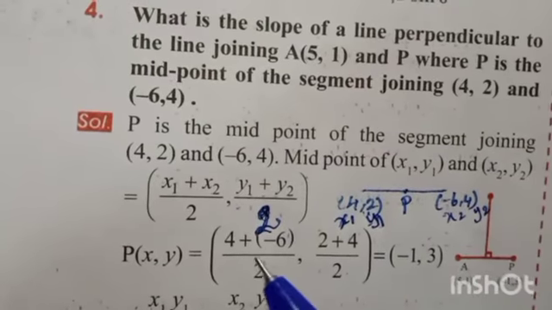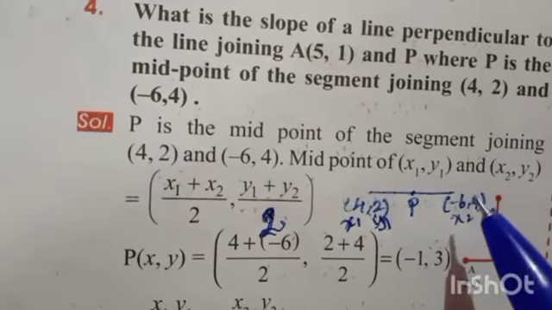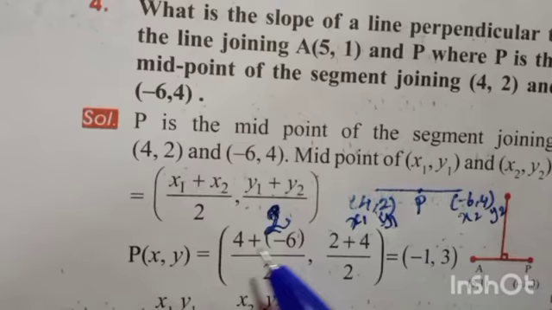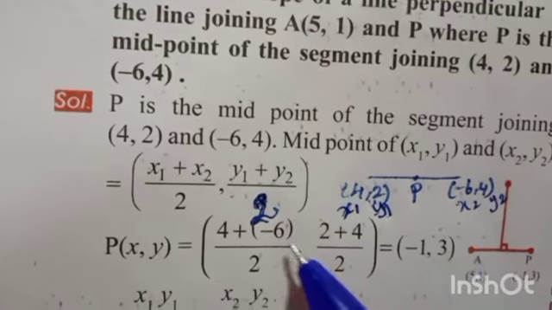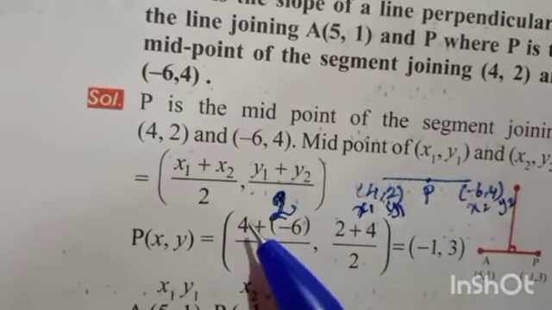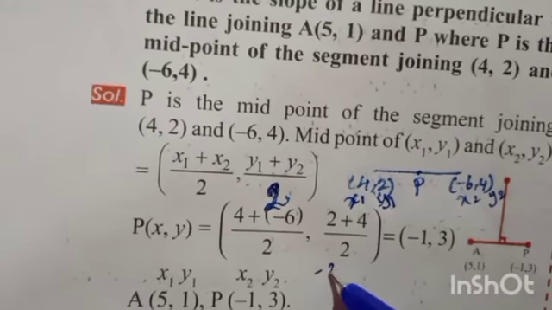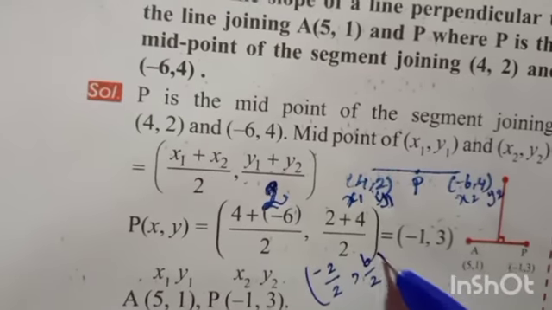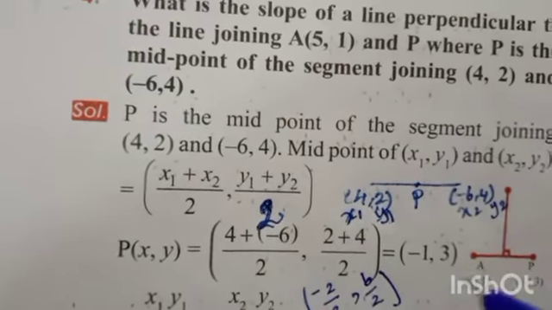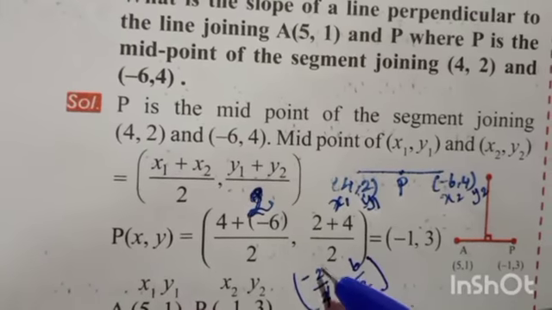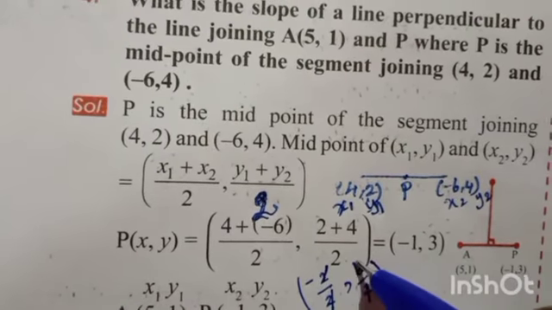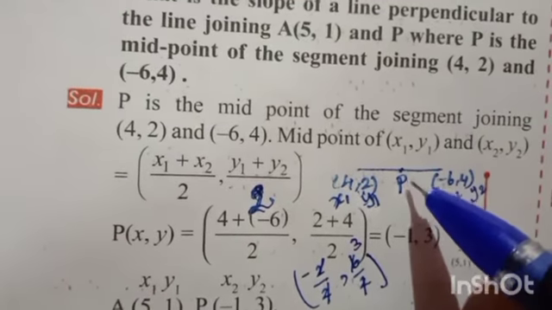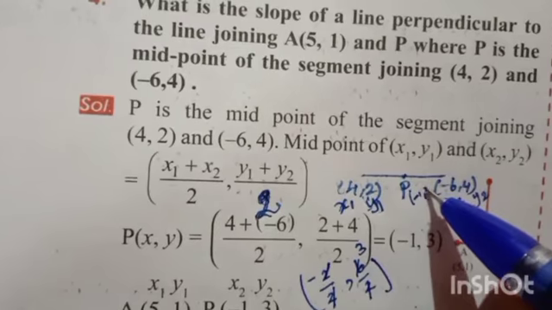Now you have to substitute in the formula: (4 plus minus 6) by 2, (2 plus 4) by 2. These two have different signs, so the simplified value is minus 2. So it is minus 2 by 2, 6 by 2. Now cancel: 1 2 is 2, 3 2s are 6. So minus 1, 3. So the point P is (-1, 3).